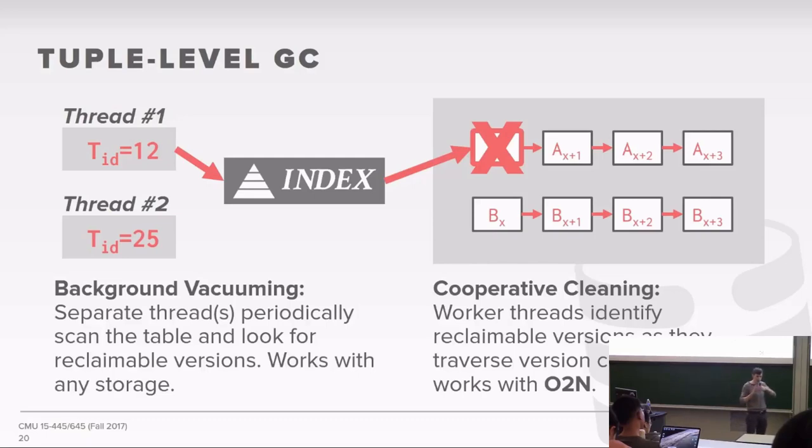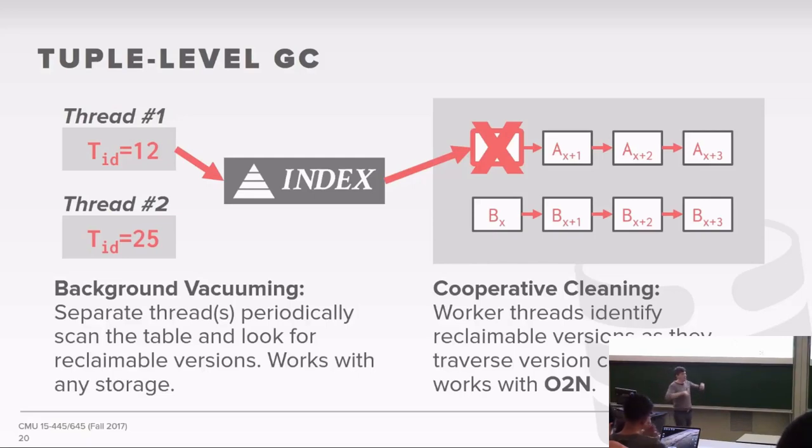So you could do a ton of updates to an object, have a bunch of versions, but then no one ever reads that object again, so those versions never get cleaned up. So in Microsoft, I think they call this dusty corners.